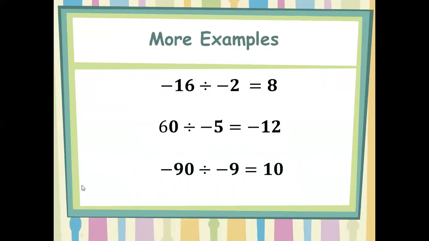So the next example here, -90 divided by -9. So both of them have the same signs. So when they both have the same signs, you can simply cross them out. You'll be left with 90 divided by 9, which is going to give you a 10.